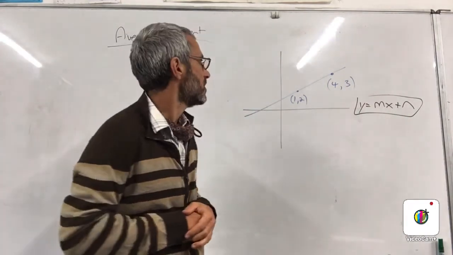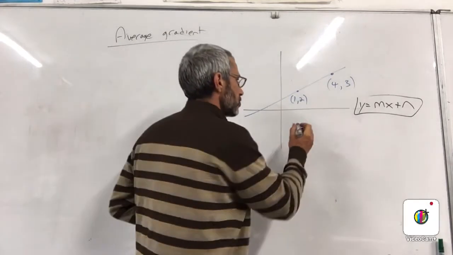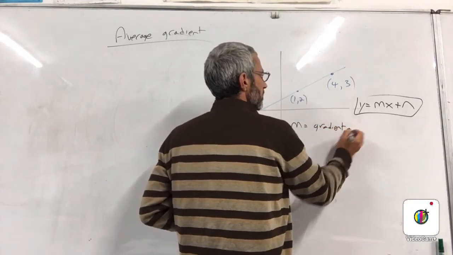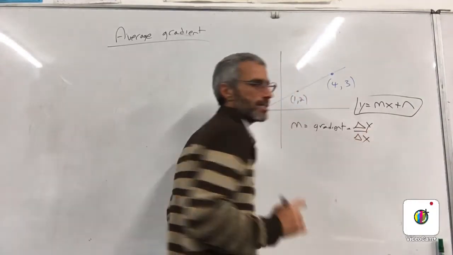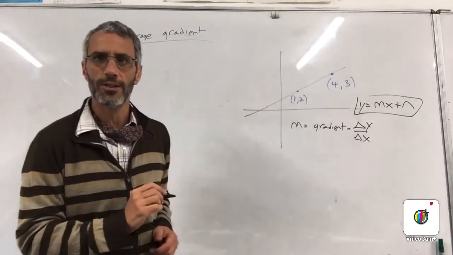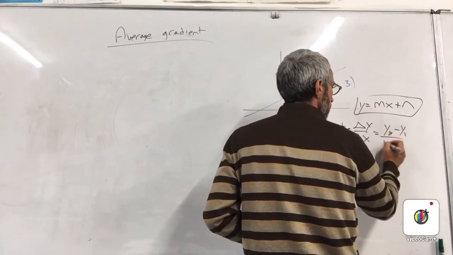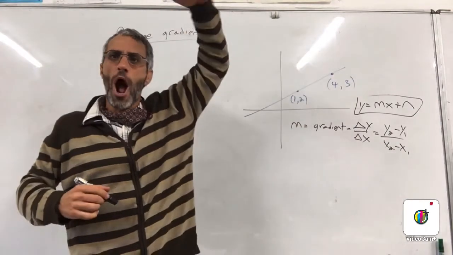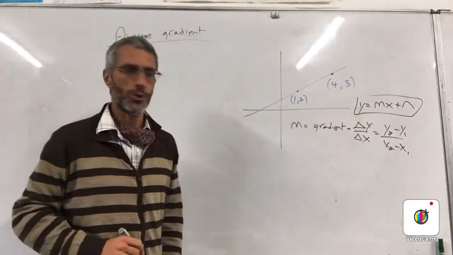The y-intercept is the value of y when x equals 0. Now, how do I calculate that gradient? It's delta y over delta x, the difference in the y. Delta is basically y2 minus y1 divided by x2 minus x1. Always the difference in the y is on top and the difference in the x is at the bottom. Don't get confused.